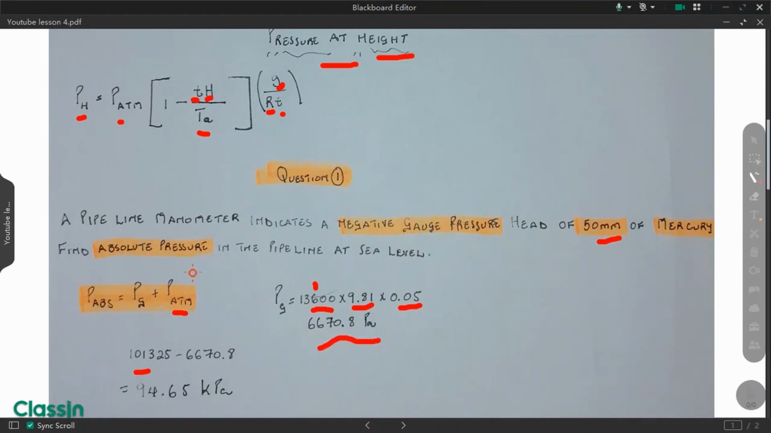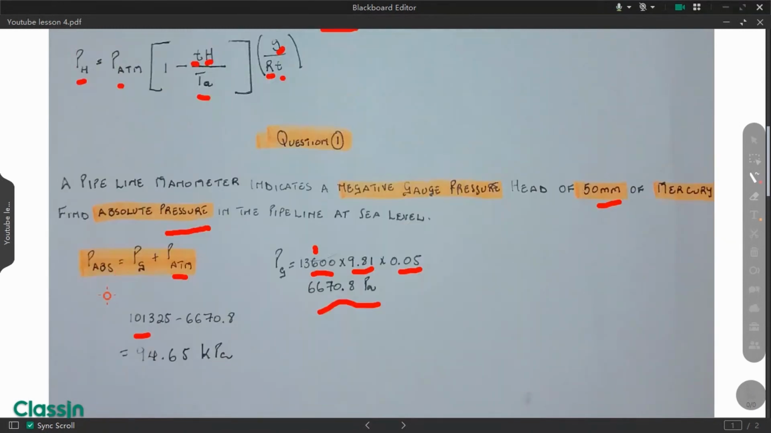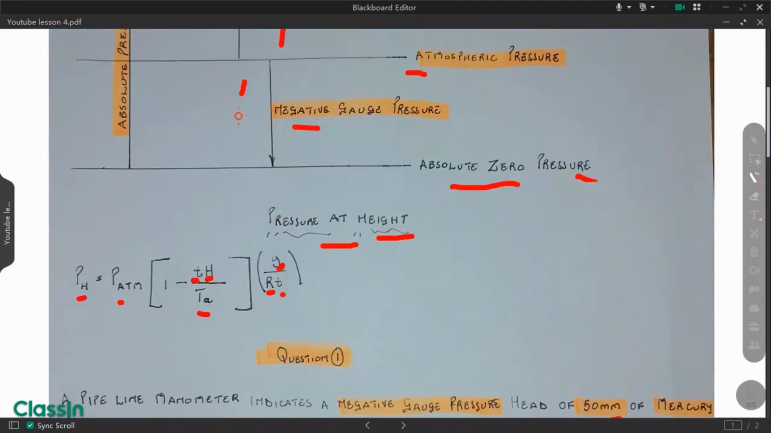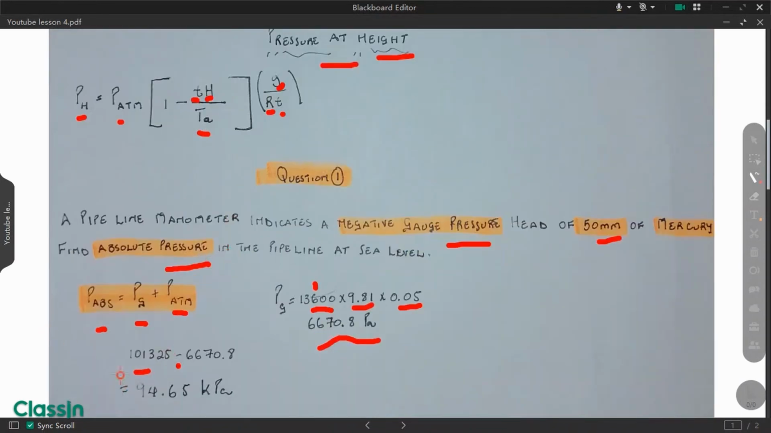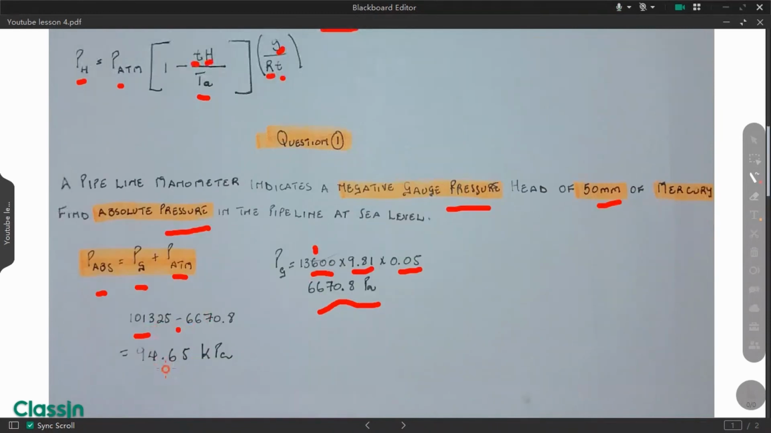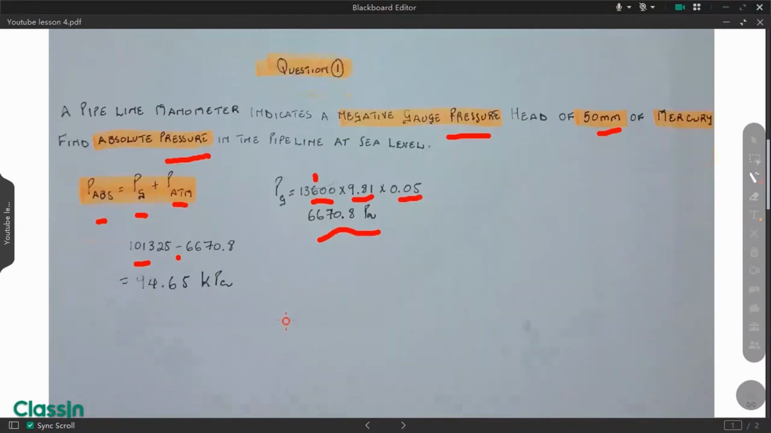The question wants us to find the absolute pressure. We know the absolute pressure is the gauge pressure plus the atmospheric pressure. Now we are told that it's a negative gauge pressure, hence it's not a plus here, it's a minus, right? It is in this region, so it's below the atmospheric pressure. So we subtract the gauge pressure from the atmospheric pressure, and we get 94.65 kilopascals. Right, let's move to the second question.